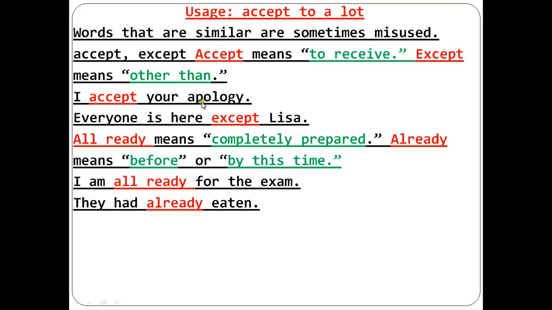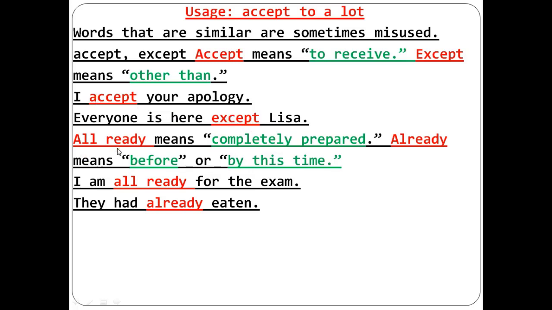I accept your apology. It means I receive your apology, I accept. Everyone is here except Lisa. So except means other than. It means all were present but Lisa was absent. So accept and except.